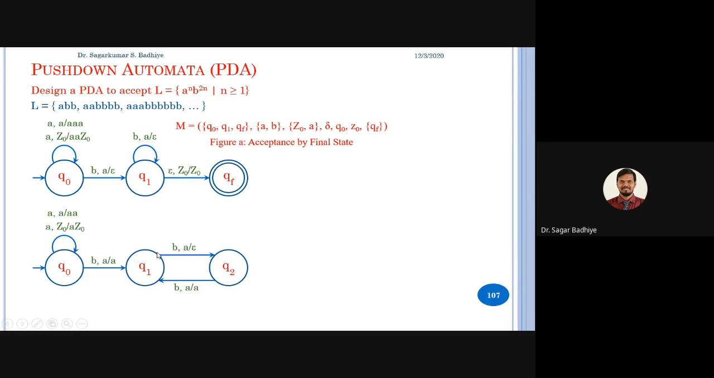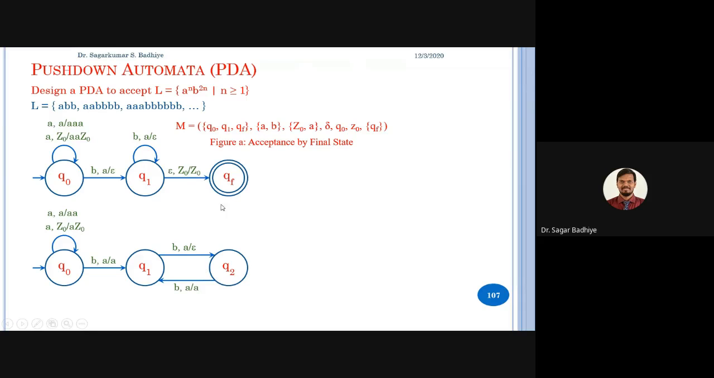Then in Q1, if I get the next B, that would be the fourth B, right? So this is the first B, this is the second B, this is the third B, and when I get another B in Q1, that would be the fourth B. And as I said, if it is an even number of B, then it should pop. So it will again pop, right? So every time the second B is read, an equivalent A is popped.